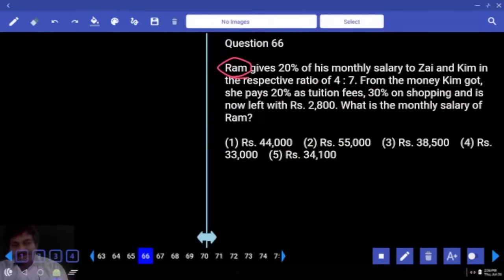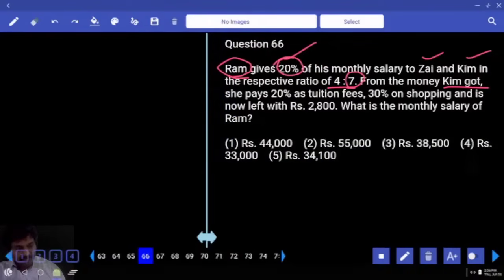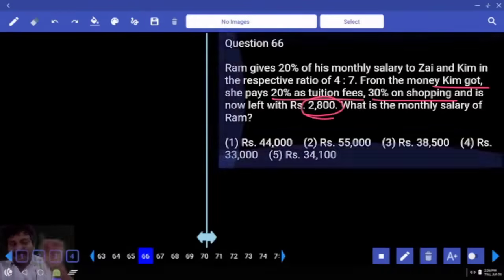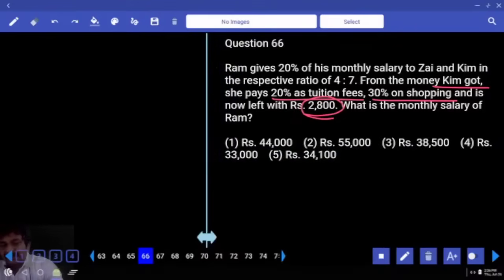Right. So Ram is giving 20% to two persons in the ratio 4:7. One is Jai and the other is Kim. Kim receives 7 parts out of that 20%. Out of what Kim receives, she pays 20% towards tuition fee and 30% on shopping. How much percentage is over, and how much is left? That 50% is equal to 2,800. Then the total money with Kim is equal to 5,600.